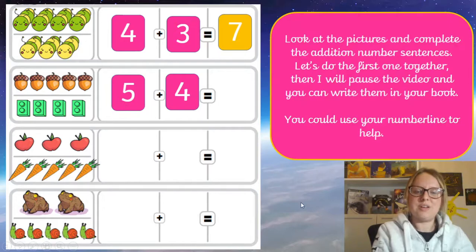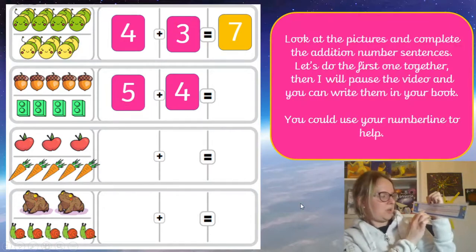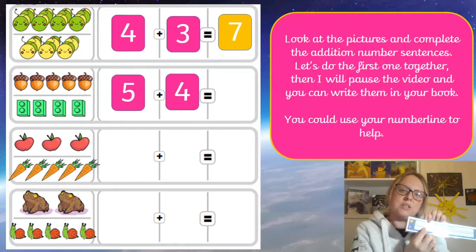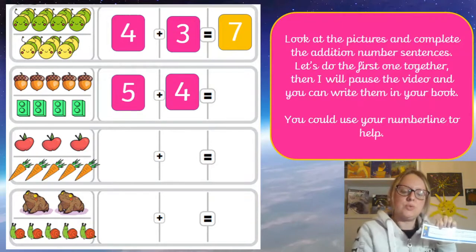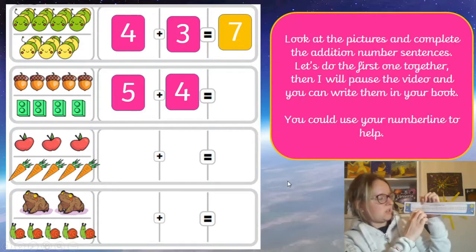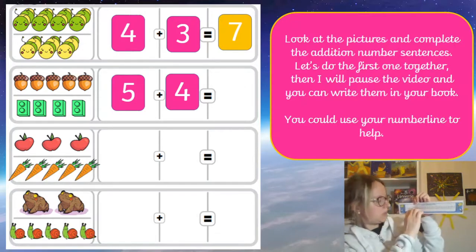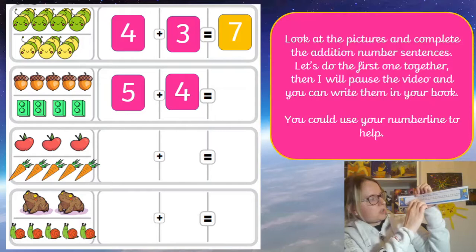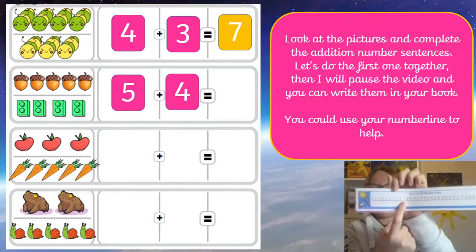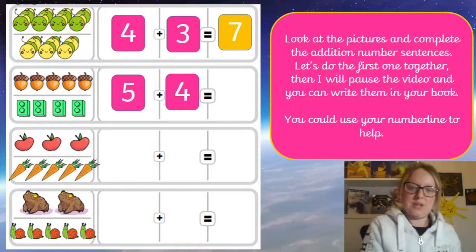It's 5. So I'd find my 5 on my number line, and how many jumps do I need to do? I need to do 4 because that's the other number I have. So 5 plus 4. I start on my number 5 and I'm going to do 4 jumps. 1, 2, 3, 4, and I land on number 9. So I know that's my answer.